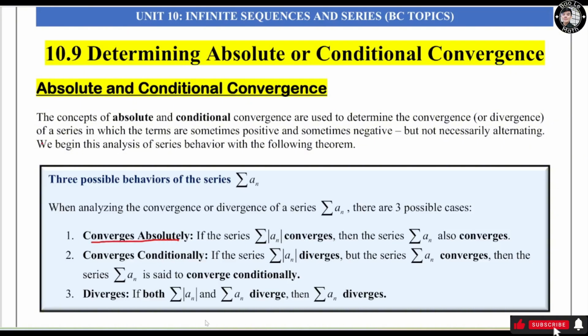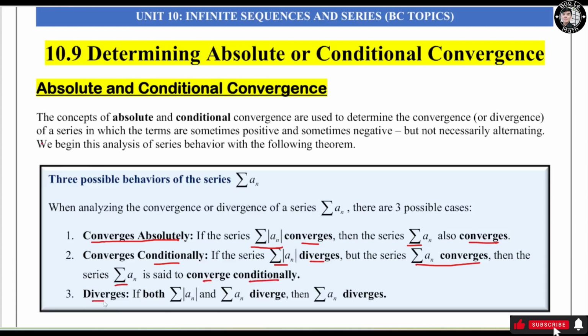How do we do it? We're going to check the series of the absolute value of a sub n to see if it converges. If it converges, then the original series also converges. Case number 2, converges conditionally. If the series of the absolute value of a sub n diverges, but the original series a sub n converges, then the original series a sub n is said to converge conditionally.